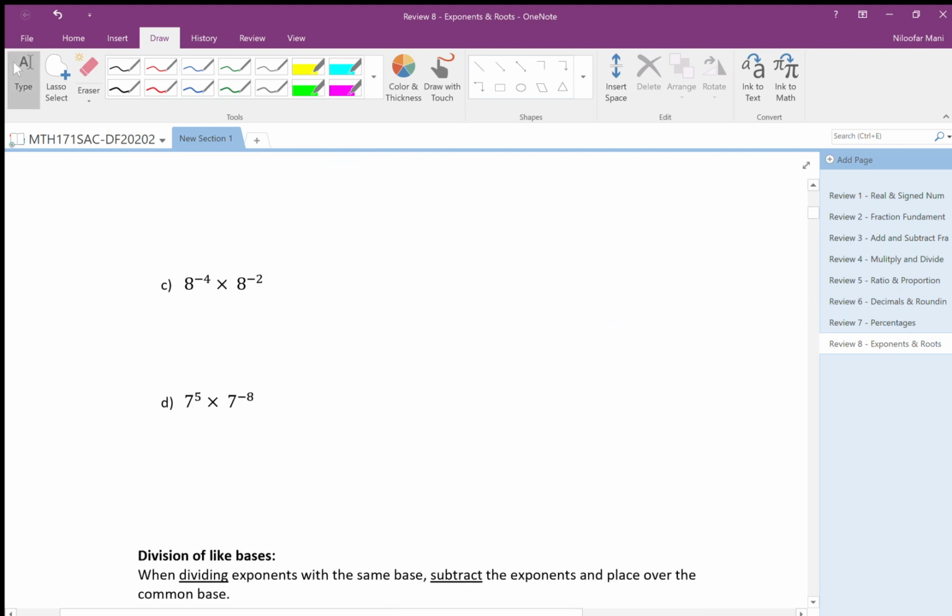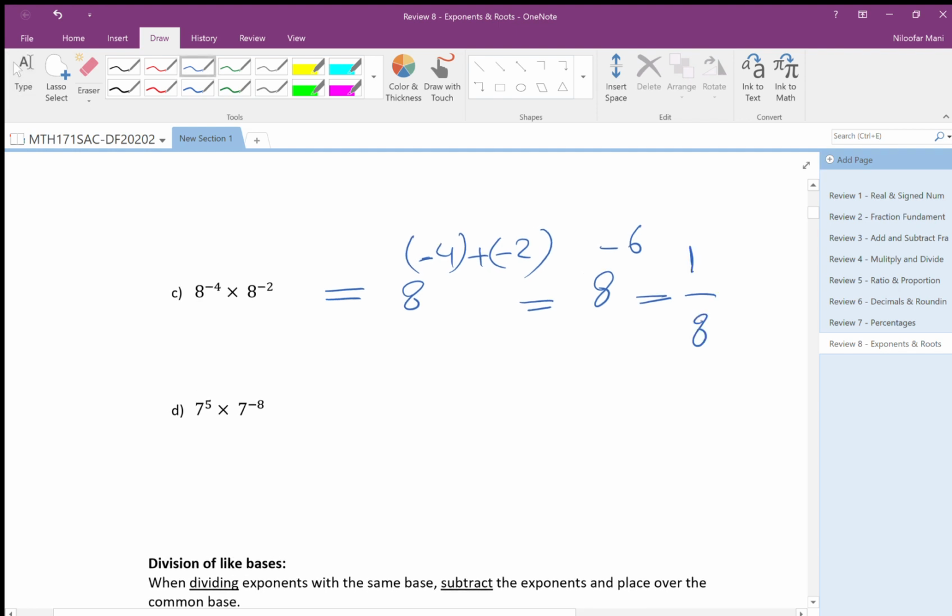Here you have 8, minus 4 plus minus 2. You have two negative numbers, you have addition on them, so you add them and use negative sign. So it is 8 power minus 6. Okay? 8 power minus 6. What do you do if I tell you I want you to show me in positive exponent, for example? You just move it down and change negative exponent to positive exponent.